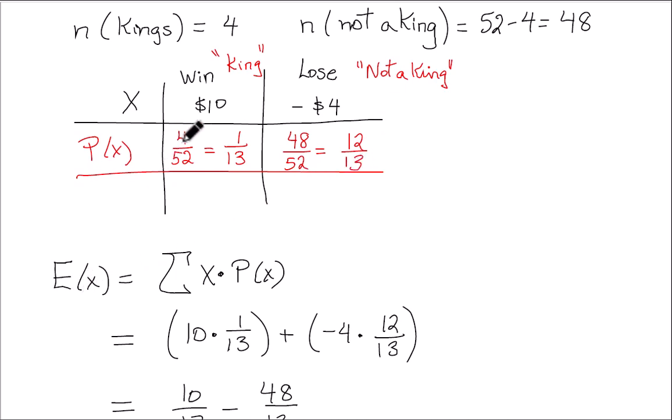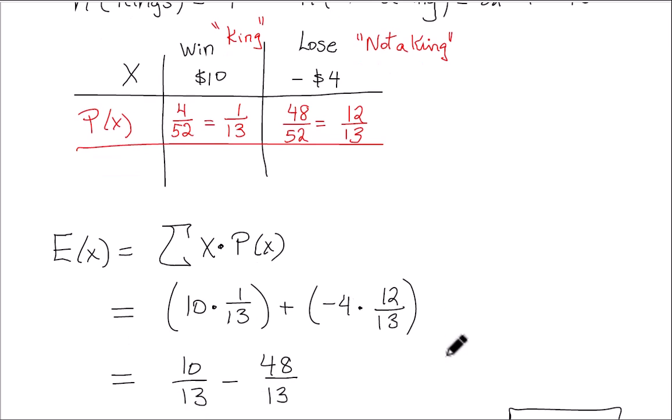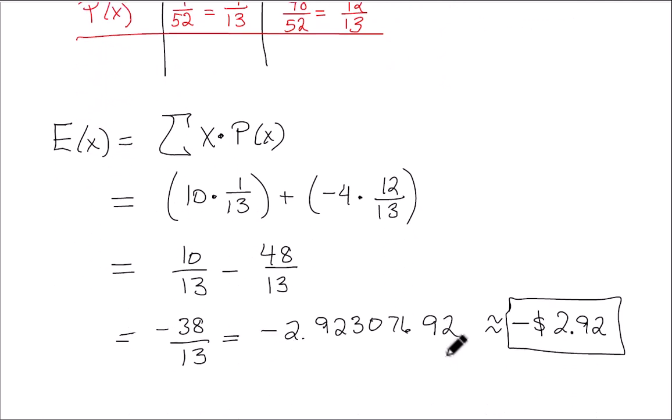Our expected value is multiply each of these. So 10 times 1 over 13 minus 4 times 12 over 13. Simplify this and we get minus 2.92307692. But rounding it to the nearest cent, the number after the 2 is under 5, so we just keep the 92-cent part. So in the long term, if we kept playing that game, we're essentially going to lose minus $2.92. And that concludes our section on discrete random variables.